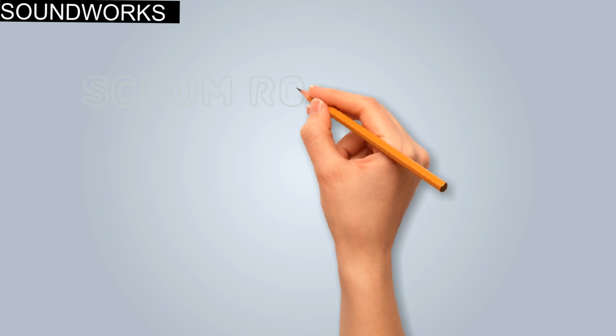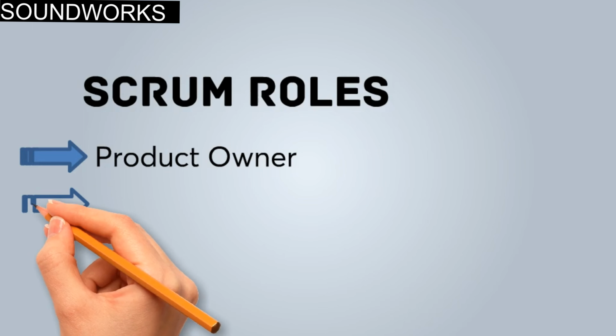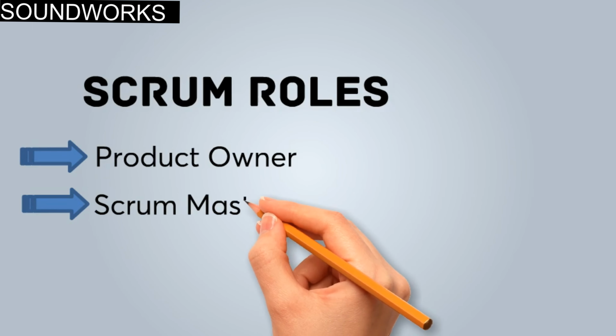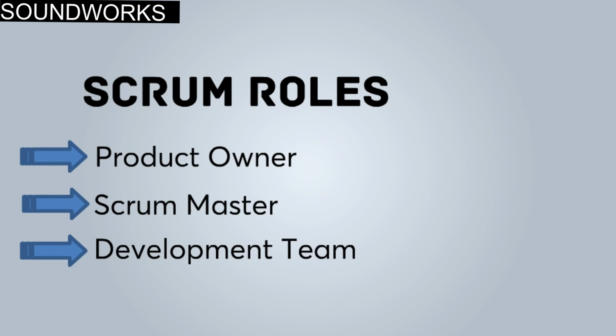So there are different roles in Scrum. There are three different roles in Scrum. One is the product owner, the second one is the Scrum master, and the third one is the development team. In this video we'll discuss the different roles and their responsibilities.